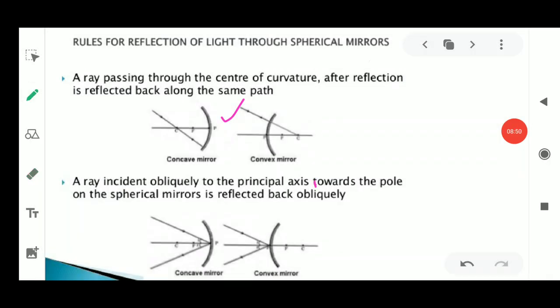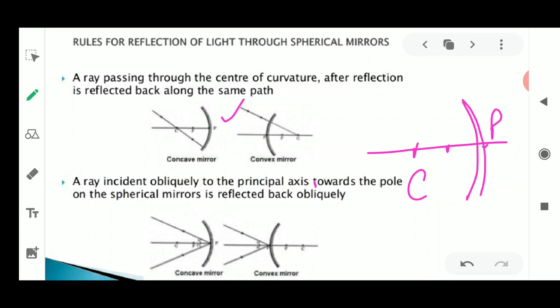So before doing this, we should recall the place where these words were written. This was the center of curvature, which is known as C. Then the focus was written in between the center and the pole. P was the center of the mirror. If the mirror is placed like this, then the place where C and P were lying, this was the focus, and the distance is known as the focal length again.